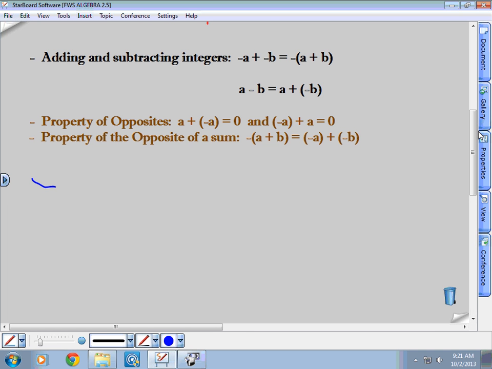The property of opposites. This was on your quiz. Any number added to its opposite, A plus negative A, is going to give you 0. And if you have the opposite of any sum, that's just the opposite of the first plus the opposite of the second. And we're going to use that in today's property.